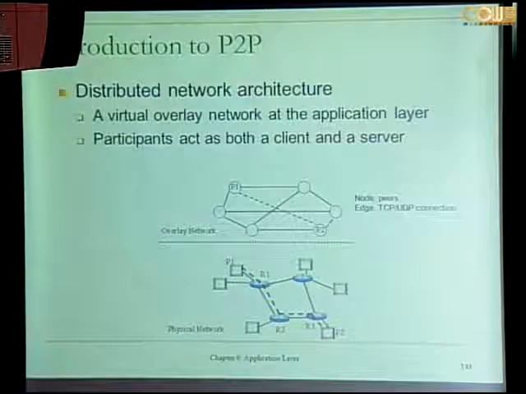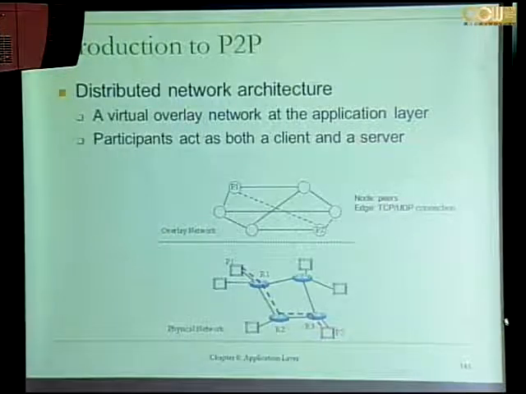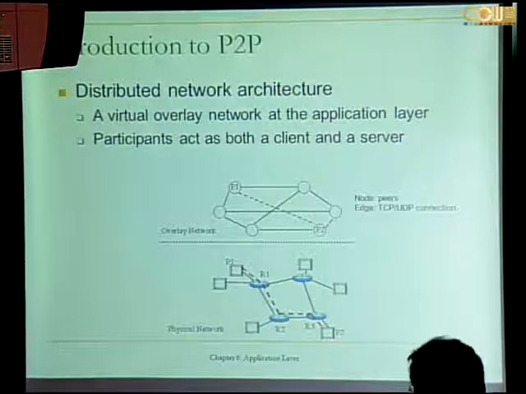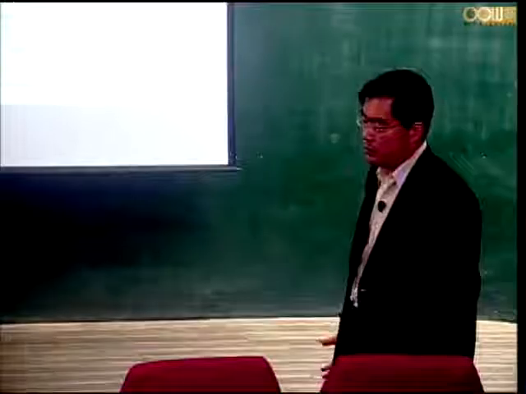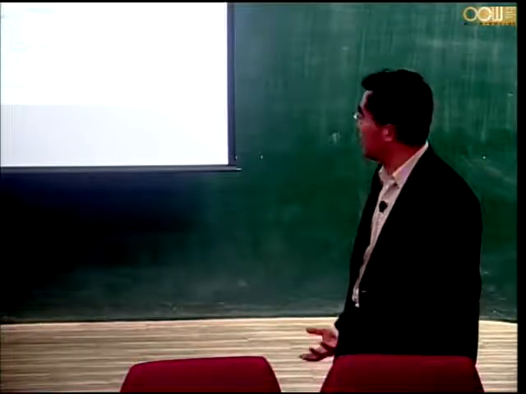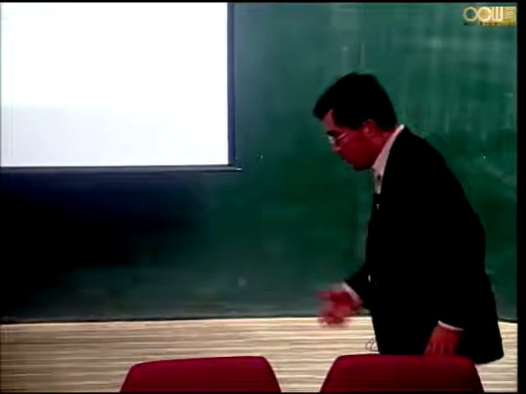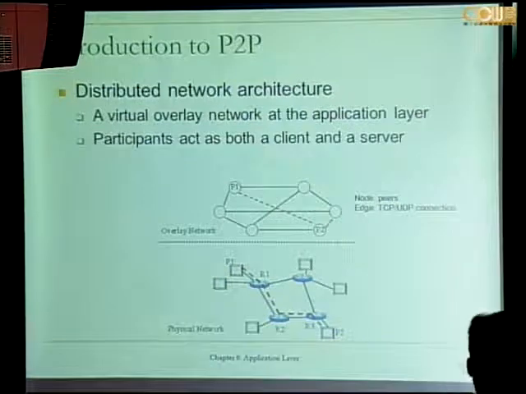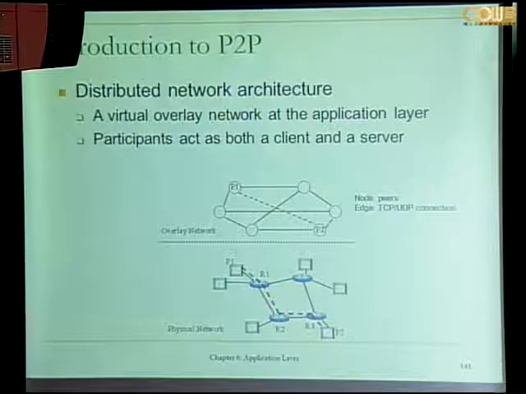So a P2P network is a distributed network where there is a virtual overlay network at the application layer, and the participant acts both as the client and also as a server. So I don't know who is client and server, because they act as both client and server. And when they have connectivity in between, then it's an overlay network.